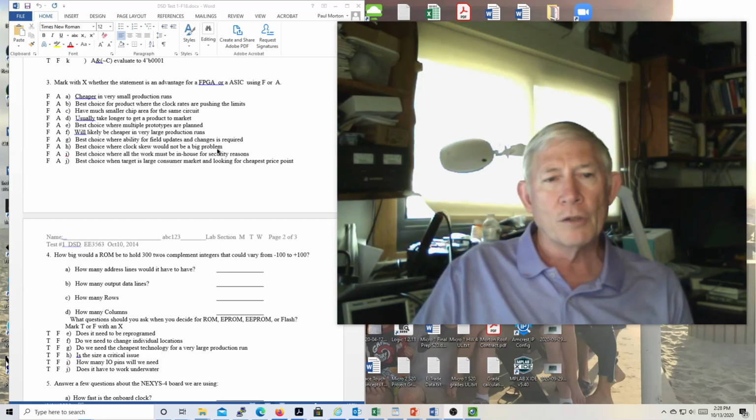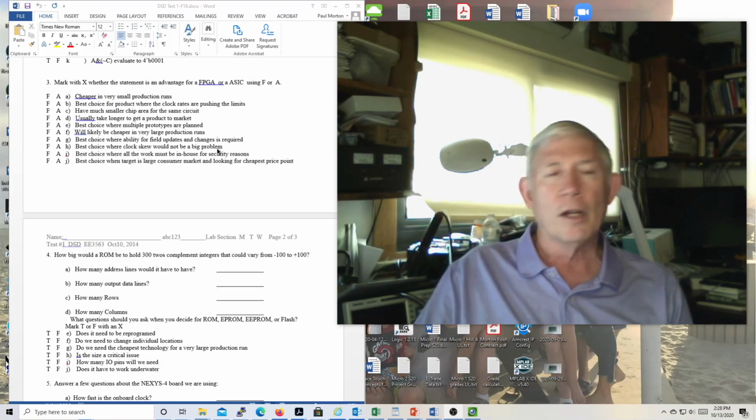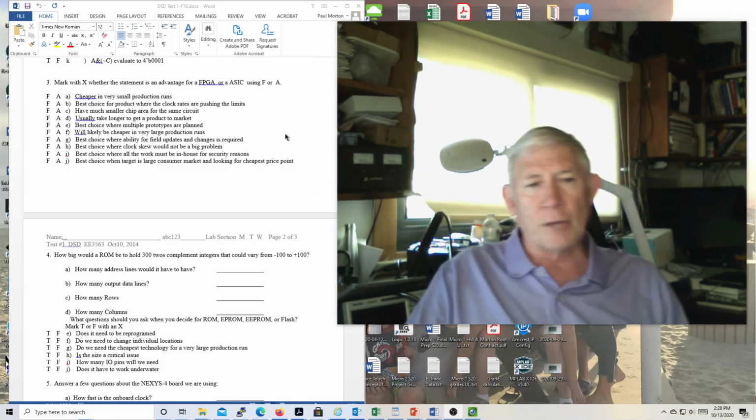Best choice where clock skew would not be a big problem. FPGA, if you don't care about a little bit of clock skew, which means your clock goes through a longer path and might be delayed just slightly, then you're perfectly happy with the synthesizer routing your clock in some circuitous way through the interconnect matrix. So that's clearly true.